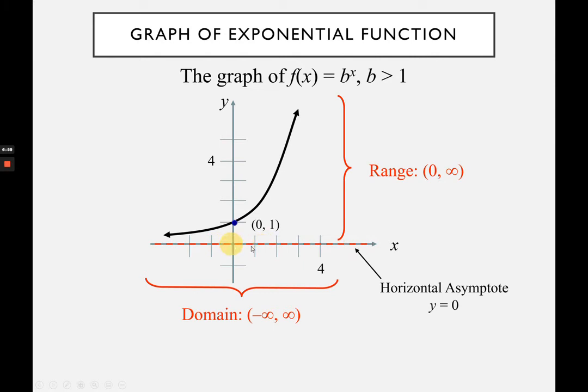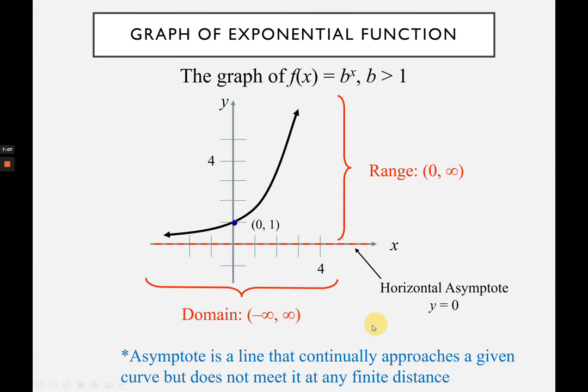line y = 0, and that is your horizontal asymptote. An asymptote is a line that continually approaches a given curve but does not meet it at any finite distance. Okay, you can actually go check it on your graphing calculator and zoom in. The line will just keep approaching 0, but it does not intersect it.